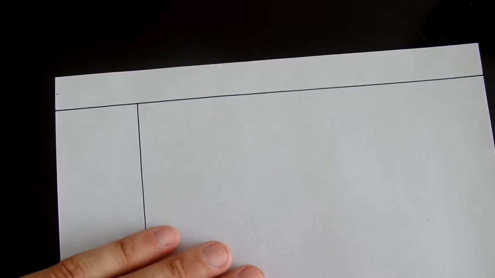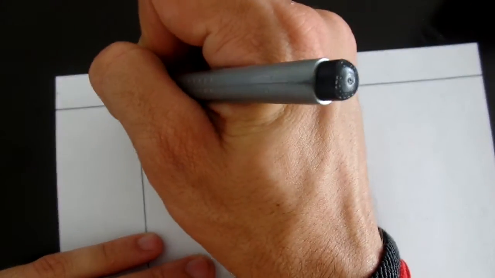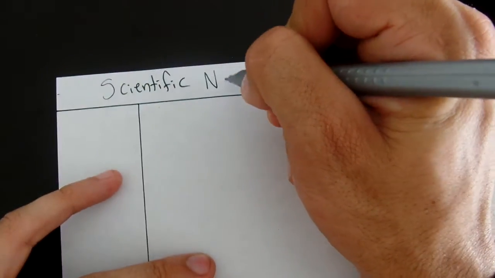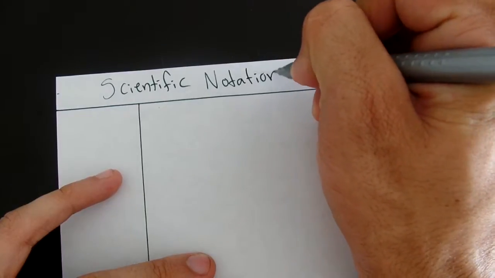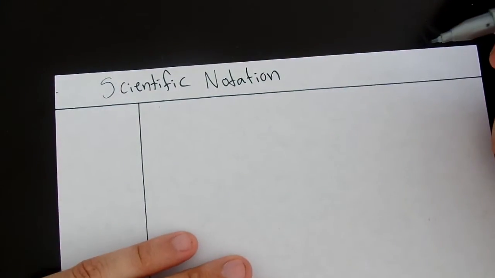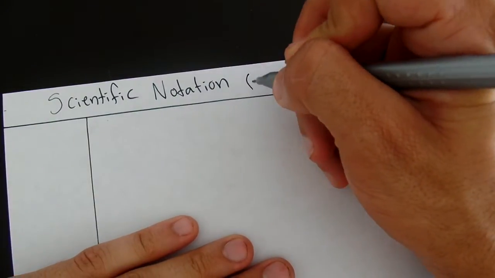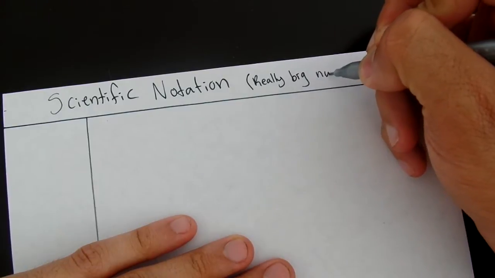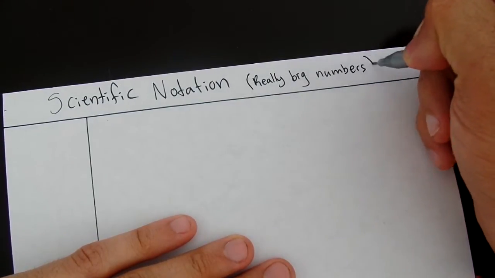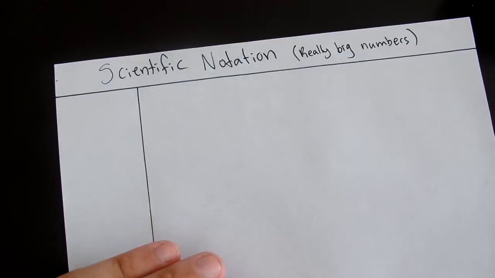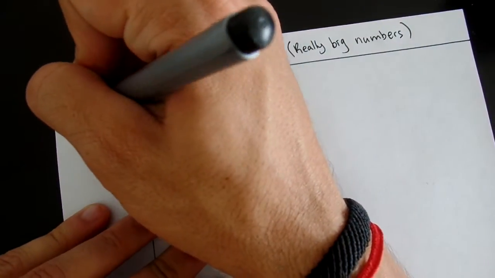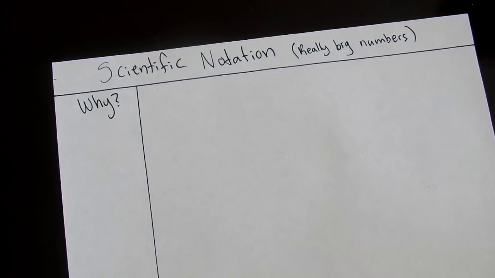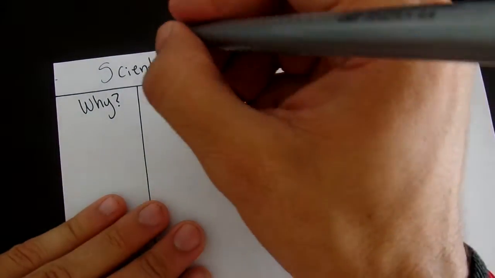Okay? So, today we're going to look at scientific notation. And as we said, it's for really big numbers or really small numbers. But today I only want to focus on really big numbers. The next video will look at really small numbers, okay? So, the first thing, why? I want to talk about why we even use scientific notation.